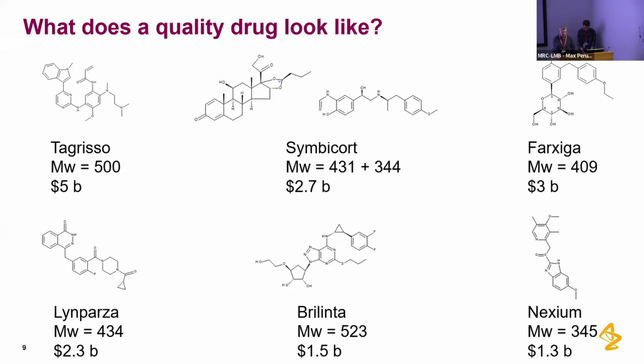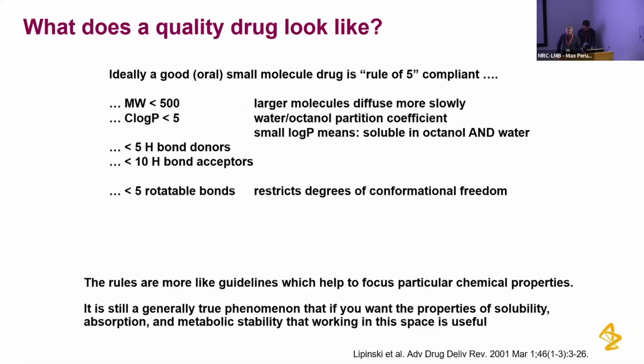So what do we use to try and help us identify these sorts of molecules? Well, this is going back now to some work that Chris Lipinski did nearly 25 years ago now, looking at what oral bioavailable drugs look like. And he came up with this rule of 5. And it's not really a rule, it's more like a set of guidelines which help us to focus on particular chemical properties. And so his guidelines were molecular weight of less than 500.